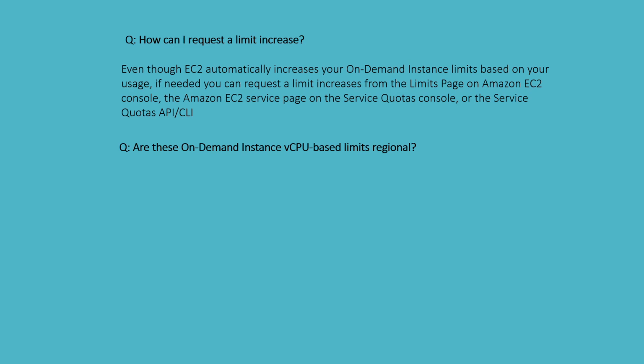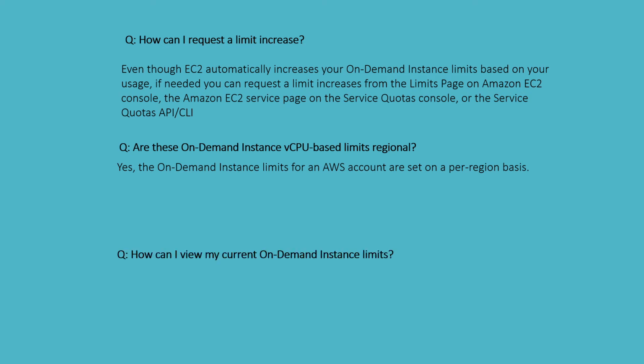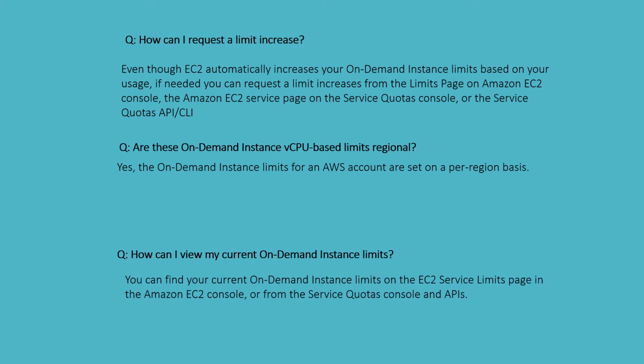Are these On-Demand instance vCPU-based limits regional? Yes, the On-Demand instance limits for an AWS account are set on a per-region basis. How can I view my current On-Demand instance limit? You can find your current On-Demand instance limit on the EC2 service limits page in the Amazon EC2 console, or from the Service Quotas console or API.